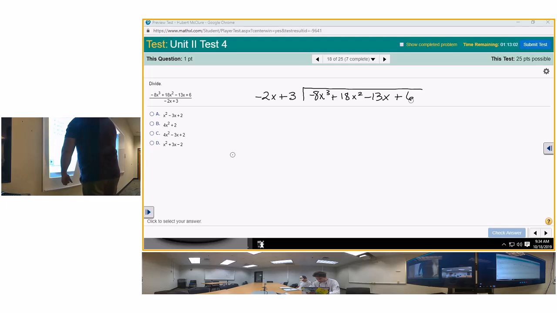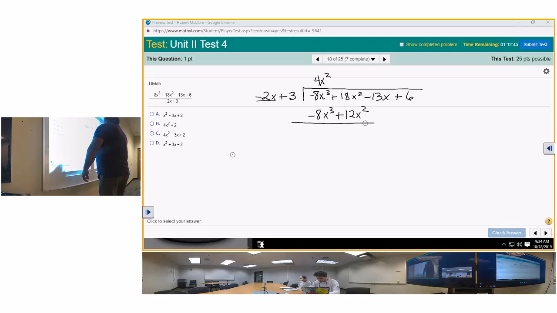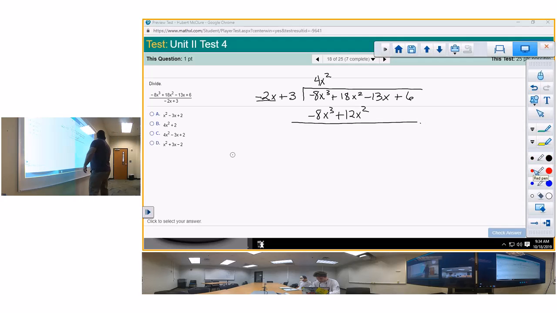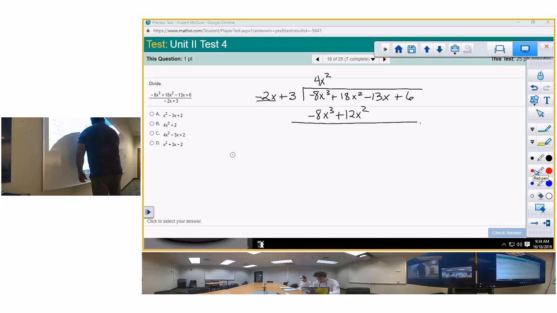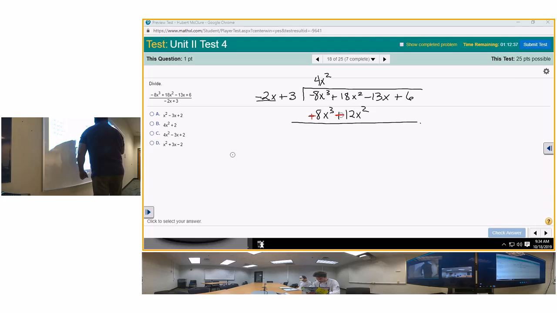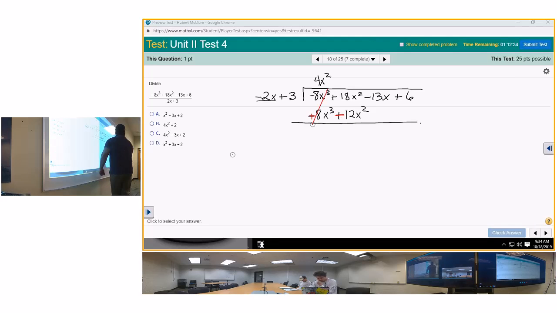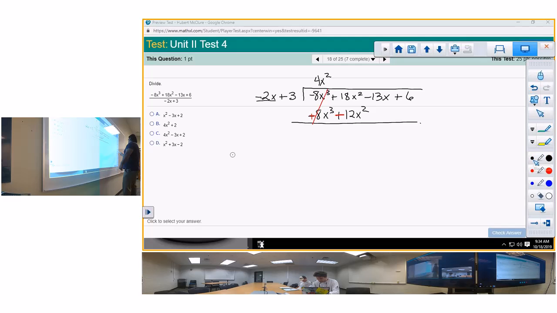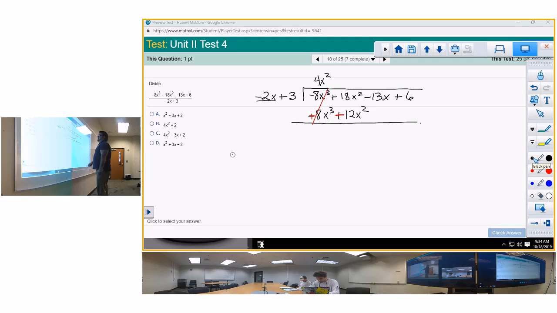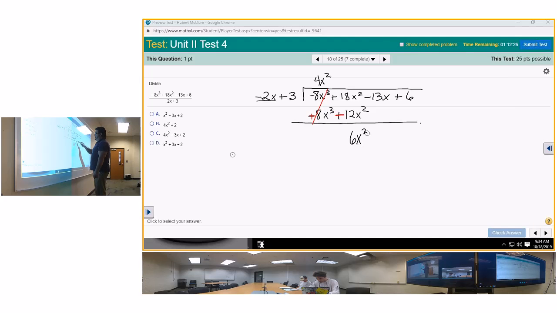How many times will negative 2x go into negative 8x cubed? 4x. Negative 8x cubed, 12x squared. And what do we always do? We always subtract. So that's going to turn this into a positive and that into a negative. And what is 18x squared minus 12x squared? 6x squared, and 13x comes to help out.